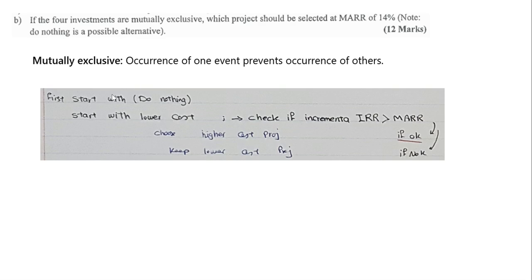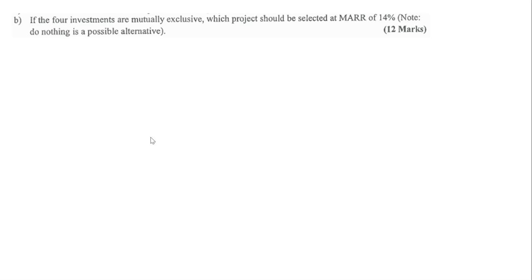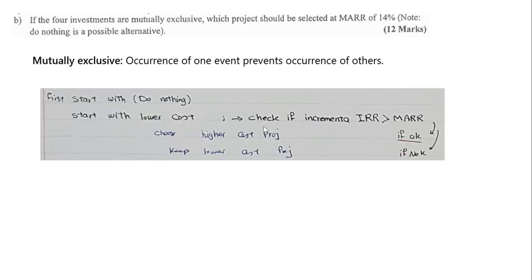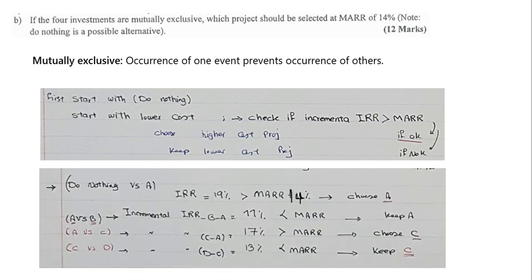Then you categorize all the projects based on the initial investment, and you go one by one, starting with the lowest cost. Here the first costs are 1.1, 1.7, 2.2, 2.5, so we start with A, B, C, D. If the order is not correct, you have to correct it. Check if the incremental rate of return is greater than the minimum acceptable rate of return. If the IRR is greater than MARR, choose the higher cost project. If not, keep the lower cost one.